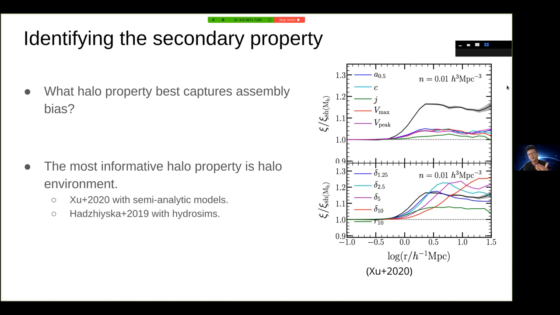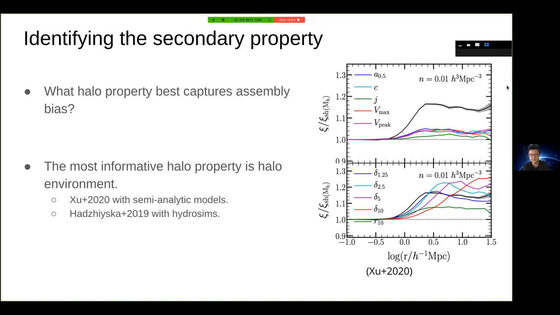And you see that the halo age, halo concentration, and angular momentum only recover 20 to 30% of that. But if you look at the bottom panel, where they use the local density as the secondary parameter in the HOD, then it recovers the full amplitude of the galaxy assembly effect. Specifically, the delta 1.25, which is local density smoothed over a 1.25 megaparsec Gaussian filter, does a really excellent job of recovering the assembly bias signature.